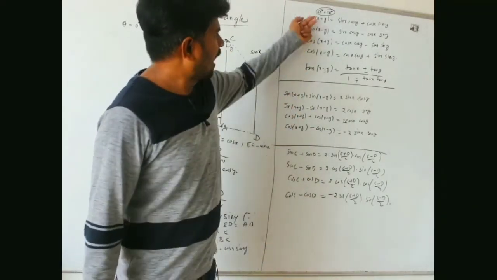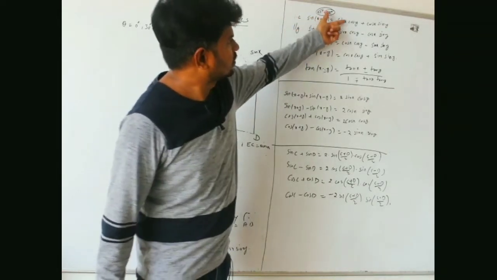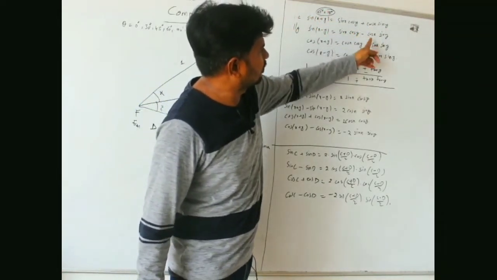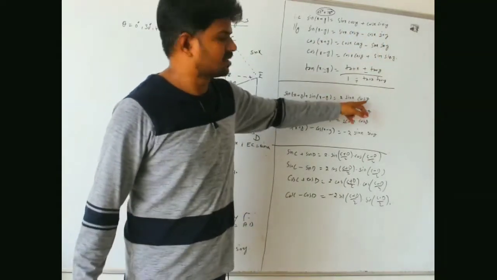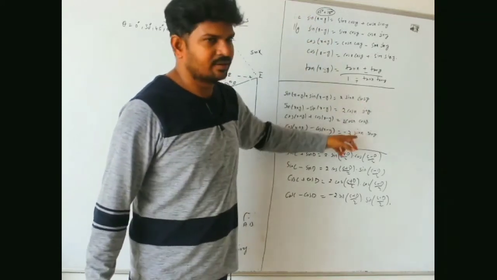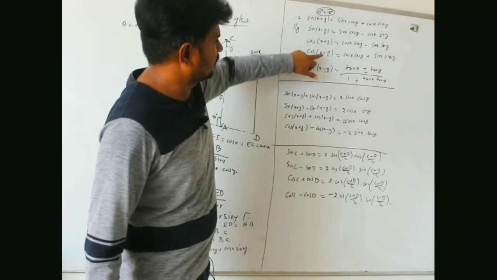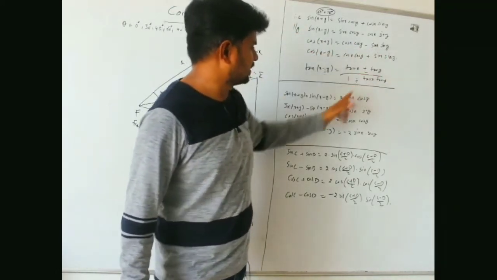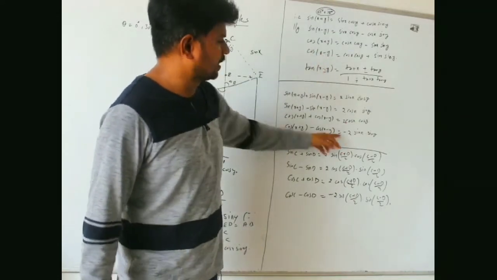Now if you add any two of these, sine of x plus y plus sine of x minus y, the cos x sin y terms with plus and minus get cancelled. You will get 2 sin x cos y. Similarly, if you subtract these two, you will get 2 cos x sin y. Similarly, if you add cos of x plus y plus cos of x minus y, this gets cancelled and you will get this. Similarly, for cos of x minus y, subtract these two and you will get this.